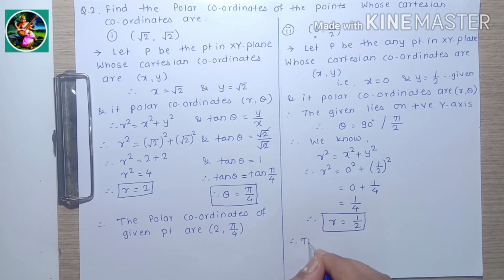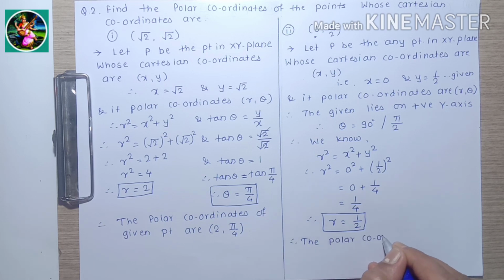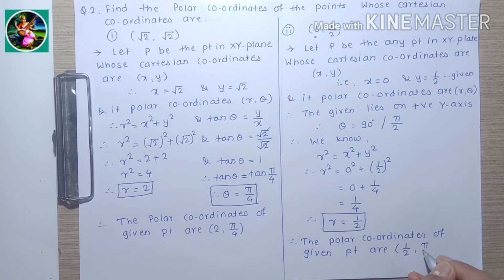Therefore the polar coordinates of the given point are 1/2, pi by 2.